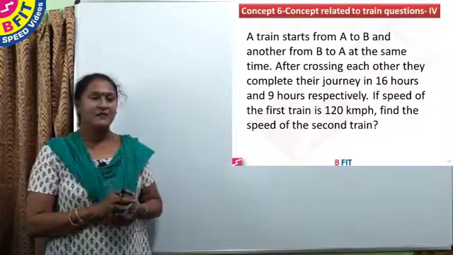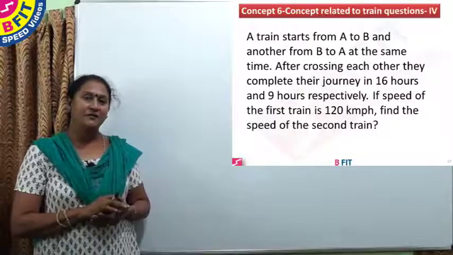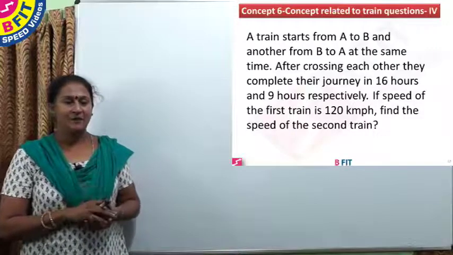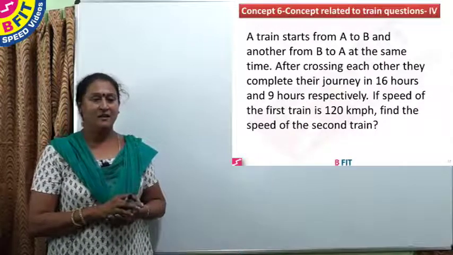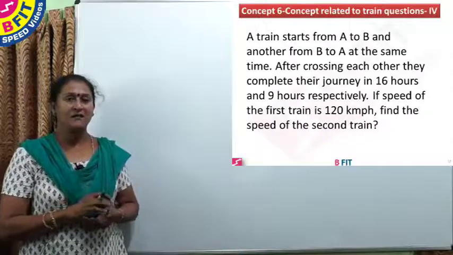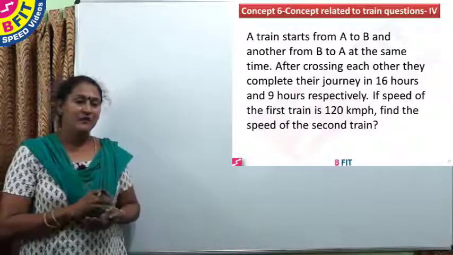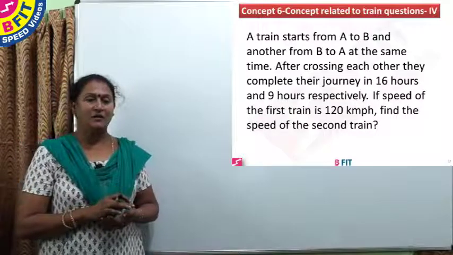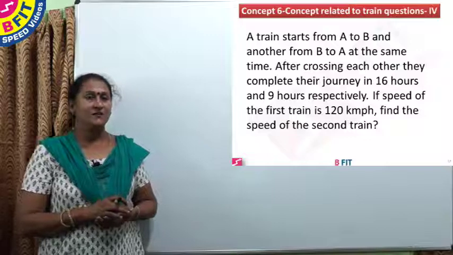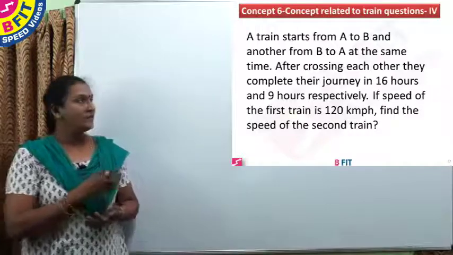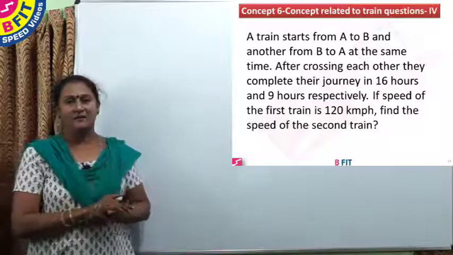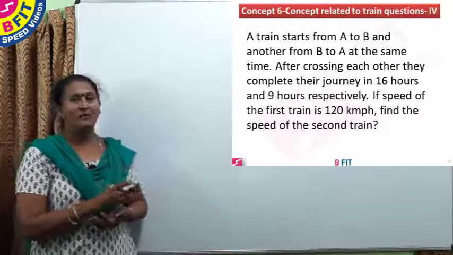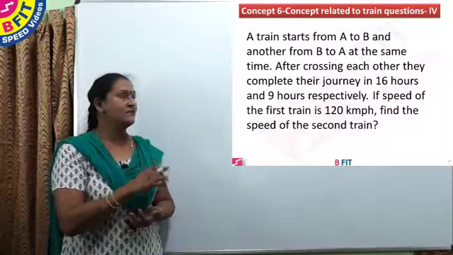A train starts from A to B and another from B to A at the same time. After crossing each other, they complete their journey in 16 hours and 9 hours respectively. If the speed of the first train is 120 km per hour, find the speed of the second train. So in this question, after crossing each other, time taken is given. So we'll see how to work out this type of question.